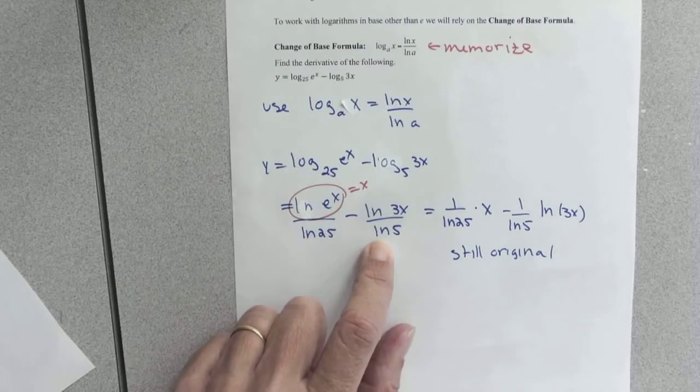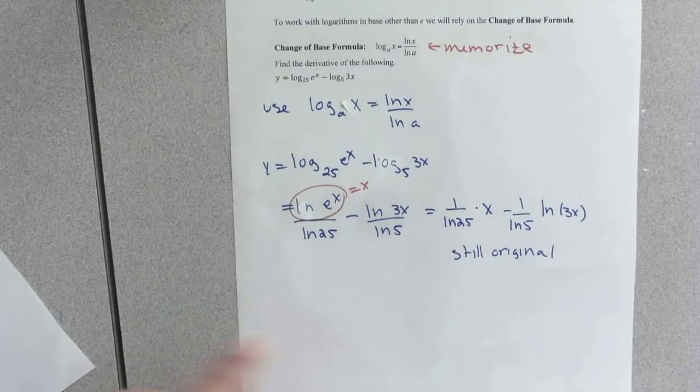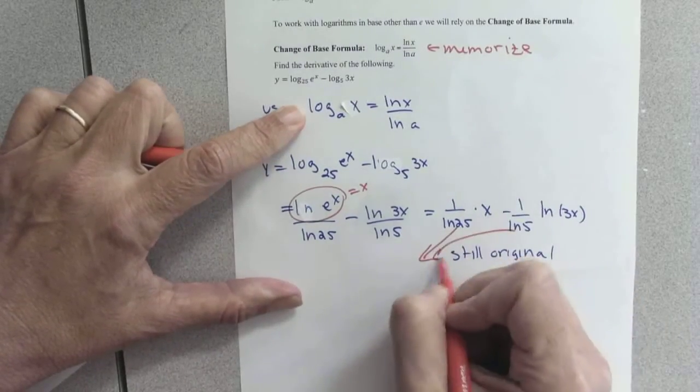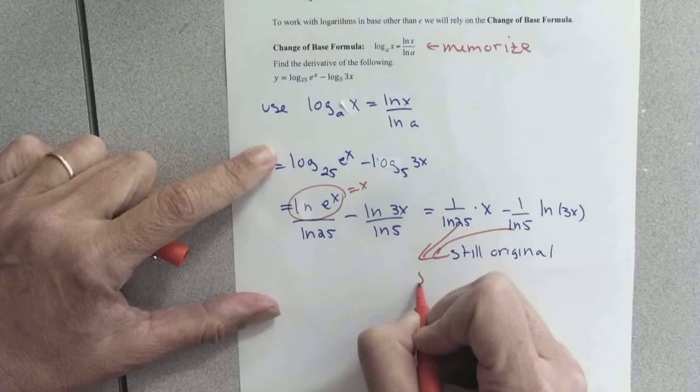And then the same thing here. This natural log of 5 is just a number. Just bring it out to the front, where both of these guys are just coefficients.